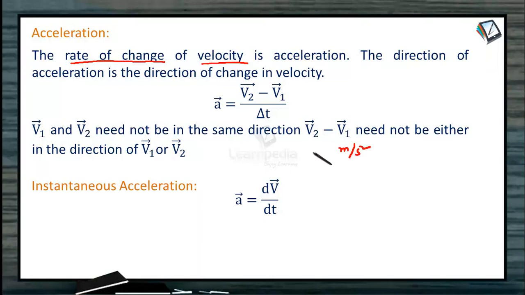That means in case of SI system, velocity is meter per second. So acceleration is change in velocity per second, means meter per second per second, that is basically meter per second square. So as I said, velocity is a vector quantity, so it is described in terms of two things. The one is magnitude and the other is the direction.